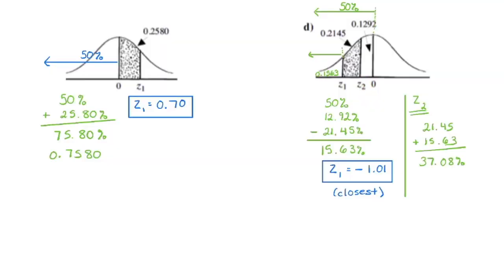Now I'm going to look for z-score number 2. Because the table of values will only give me data to the left, I need to know how much data is to the left of that. So I'm going to add those two together, this region and this region, and I know 37.08% of the data lies to the left of that.